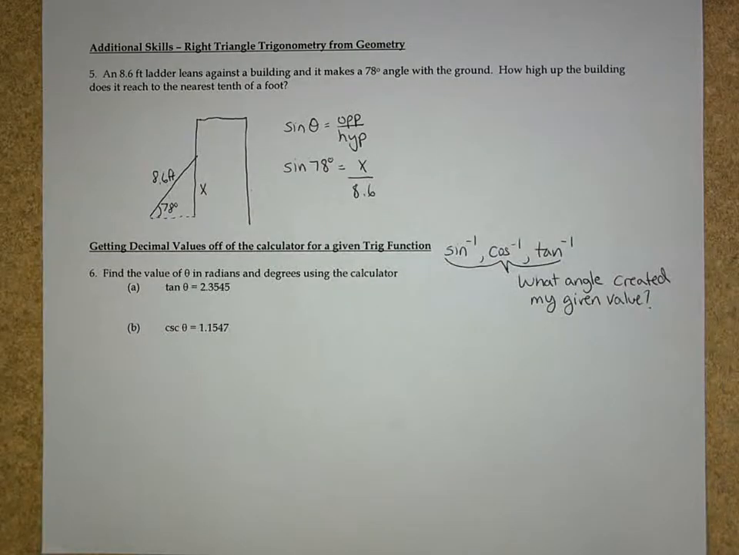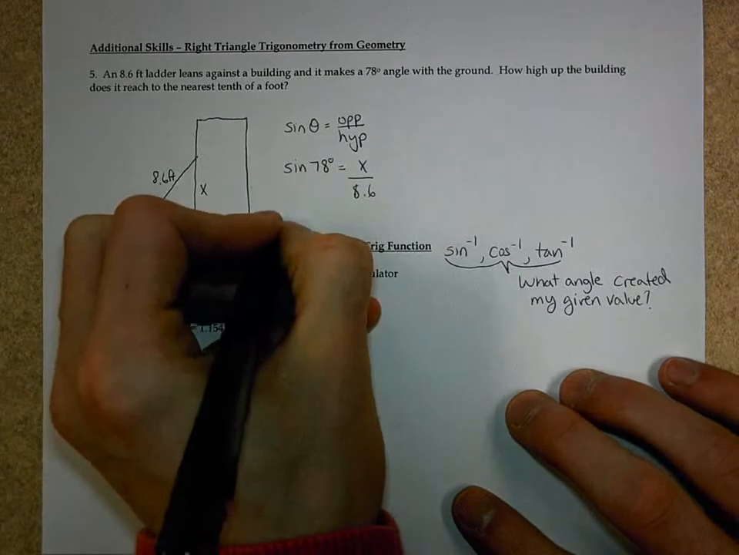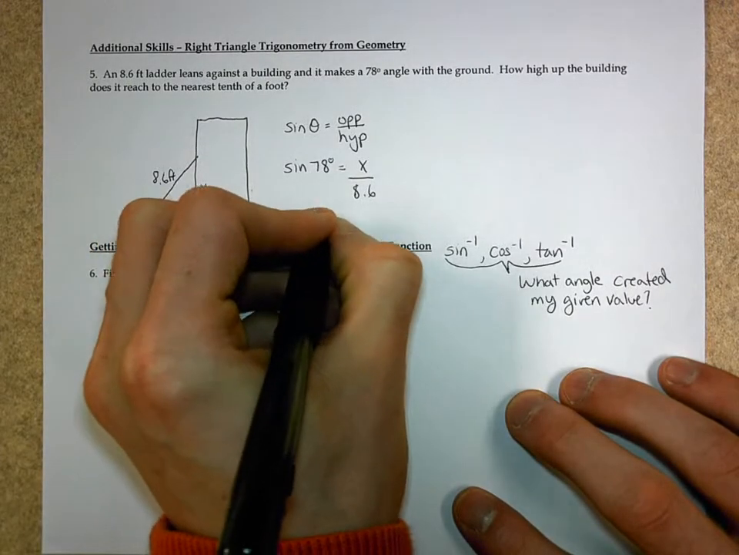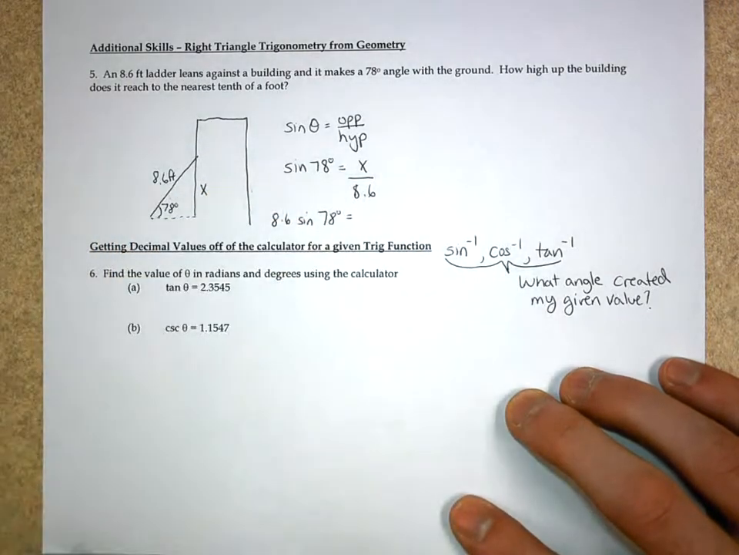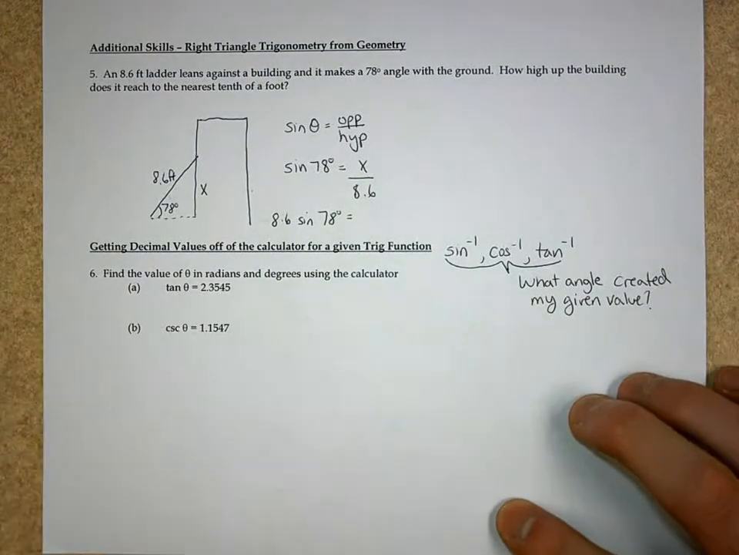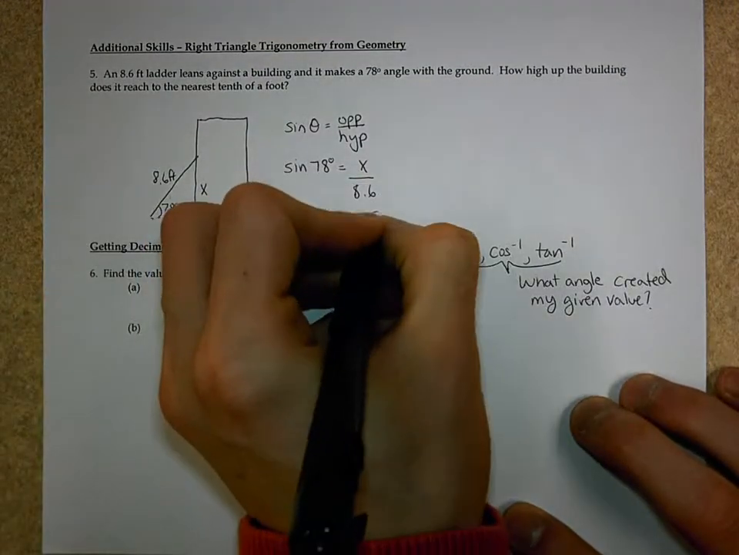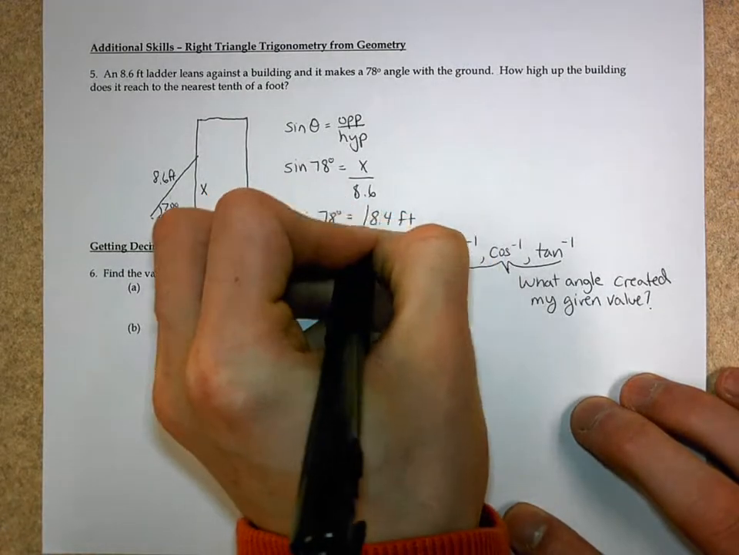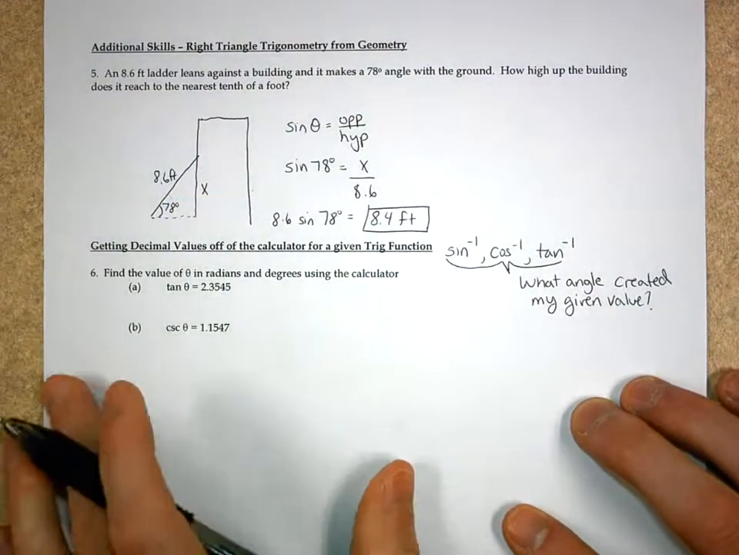And so I go about solving for x, which would be multiplying both sides by 8.6. So 8.6 times the sine of 78 degrees is going to give me 8.4 feet to the nearest tenth of a foot.